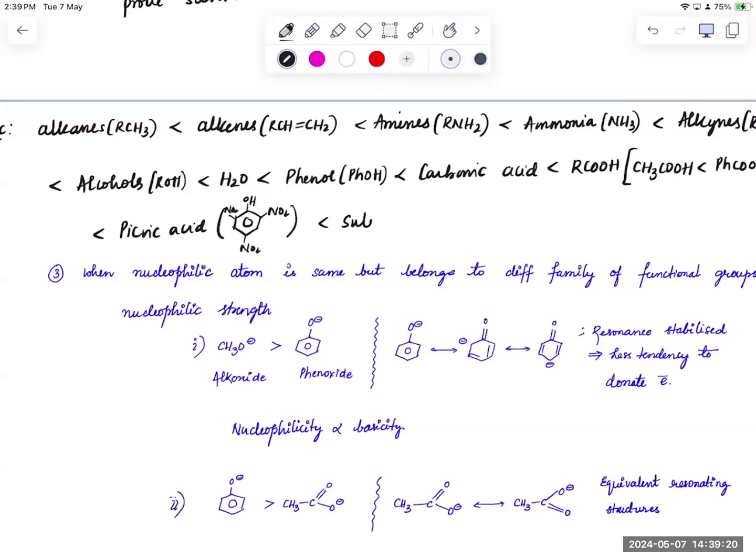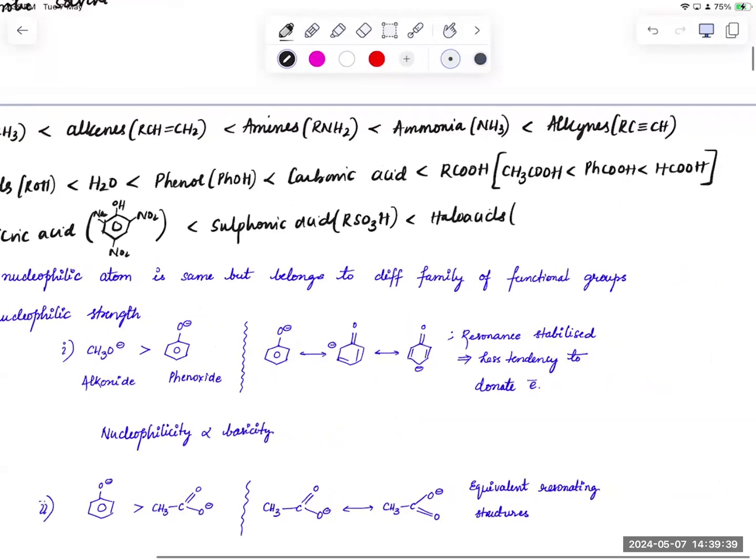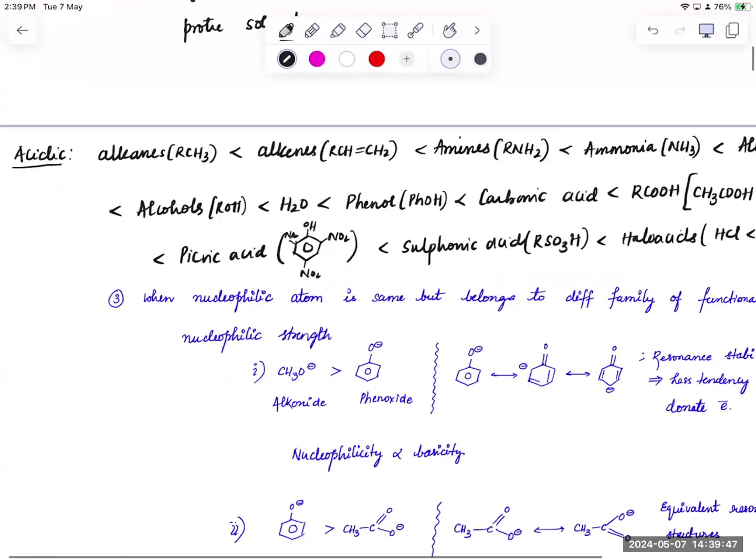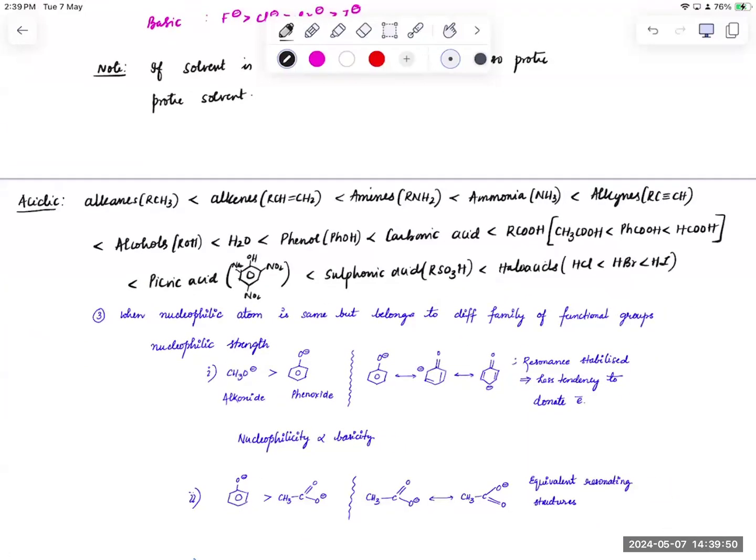Then comes sulfonic acids, that is any alkyl sulfonic acid, RSO3H. Then halo acids, which include HCl less than HBr less than HI. These are the acidic cases, right? Now you could imagine the exact reverse will be your basic nature.